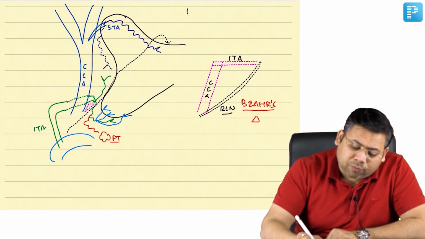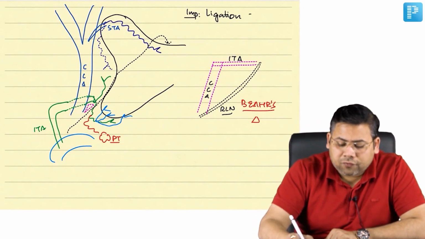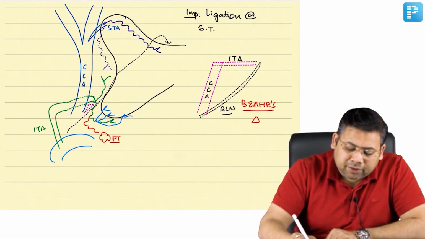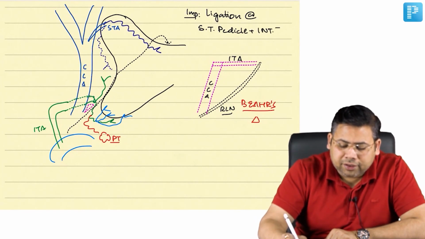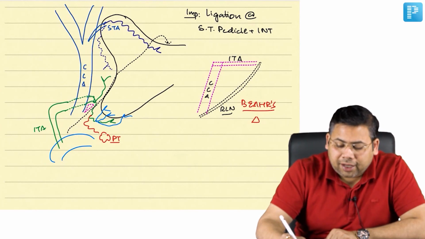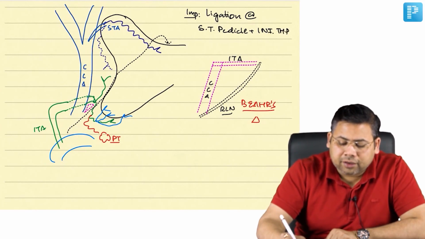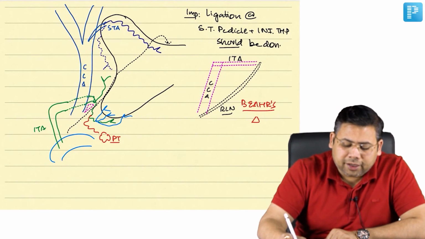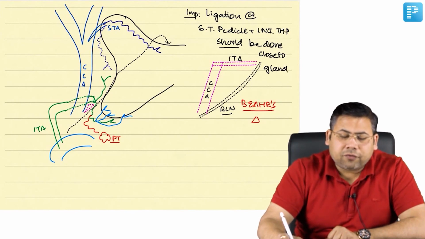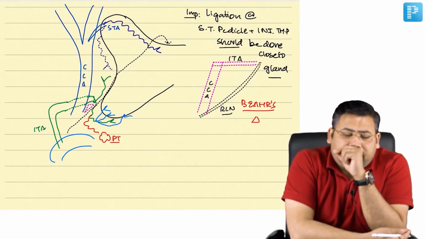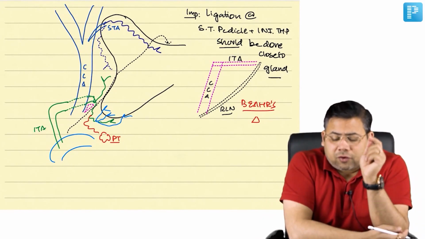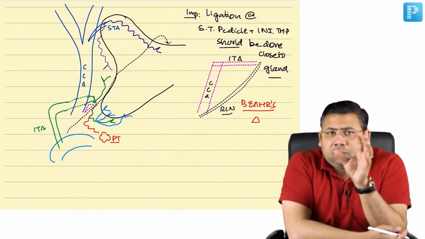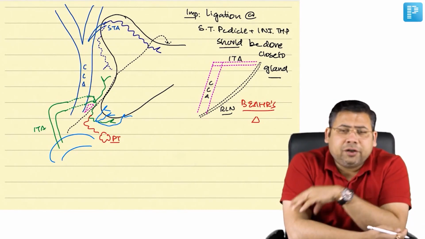So the important point is ligation of the superior thyroid pedicle plus the inferior thyroid pedicle should be done as close to the gland. Another very important thing is ligation of the inferior thyroid pedicle should be done only after you locate the recurrent laryngeal nerve. If you are not able to locate this, what is the most important landmark where you will definitely locate this?